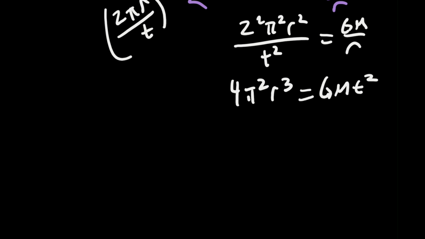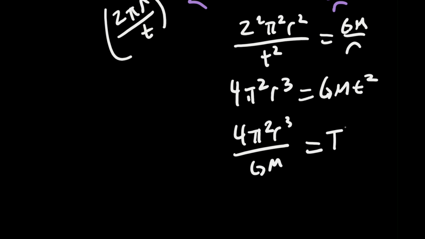If we have 4 pi squared r cubed equals GMT squared, and we simply do a little bit more rearranging, we're going to get 4 pi squared r cubed over GM is equal to T squared. And I'm going to use a capital T because that's kind of conventional. Basically, this is just Kepler's third law. You do not need to know this or memorize this for the exam, but you should be able to derive it like how I just did.